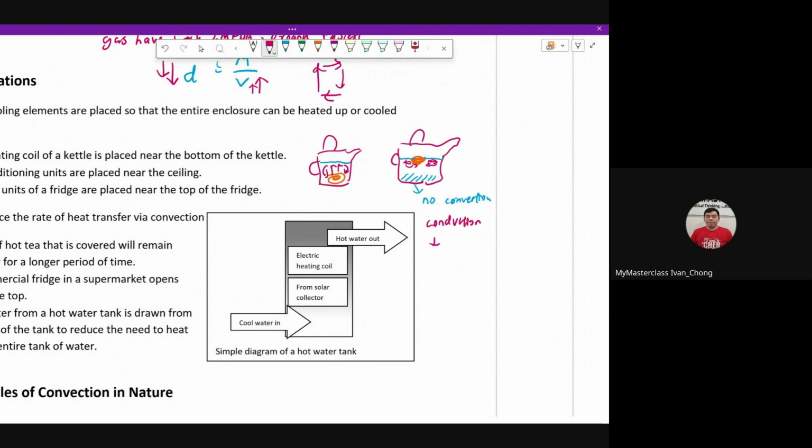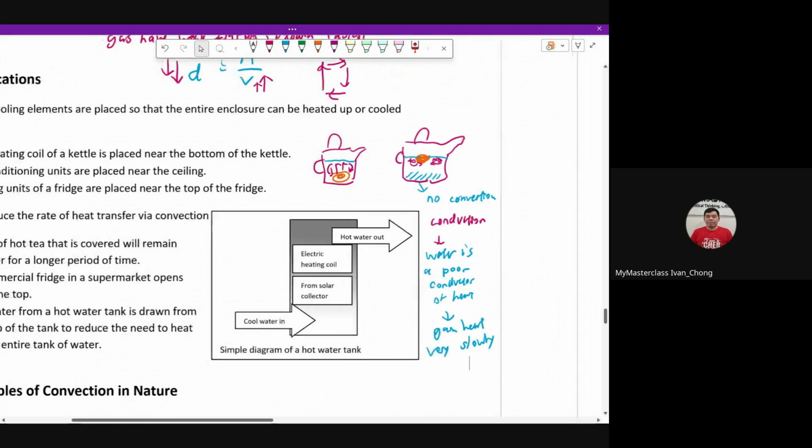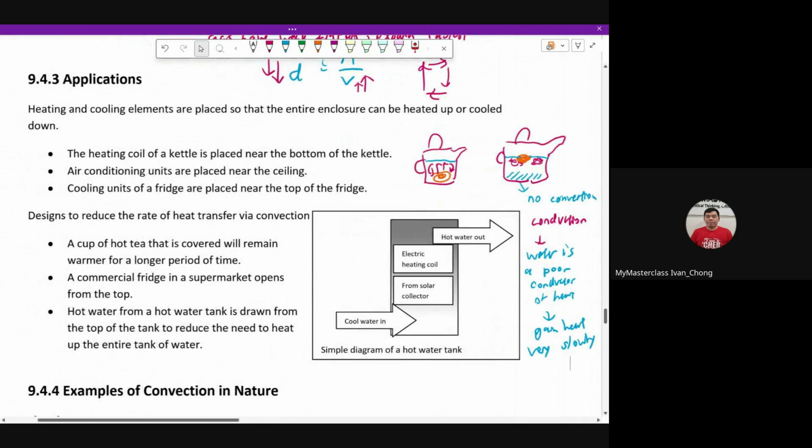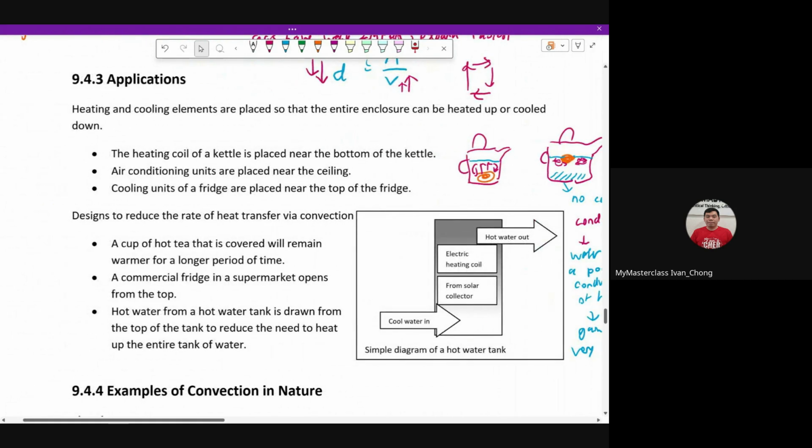But water is a very poor conductor of heat. So what does that mean? You gain heat very slowly. Your conduction is very slow. So no matter how much you keep heating it up, this part doesn't gain heat very fast. It will be very cold at the bottom. Okay, so it's not good if you want to boil water.